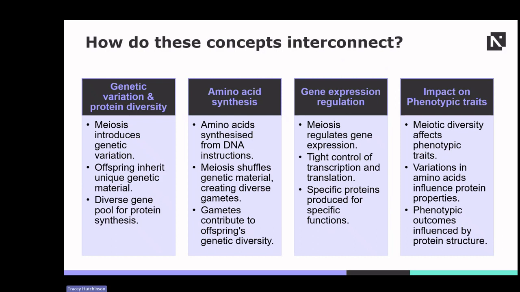So, in summary, meiosis, protein proficiency, and amino acids are interconnected through their roles in generating genetic diversity, regulating gene expression, and influencing protein structure and function. Understanding these connections provides insights into the complex relationship between genetic inheritance, molecular biology, and organismal traits.